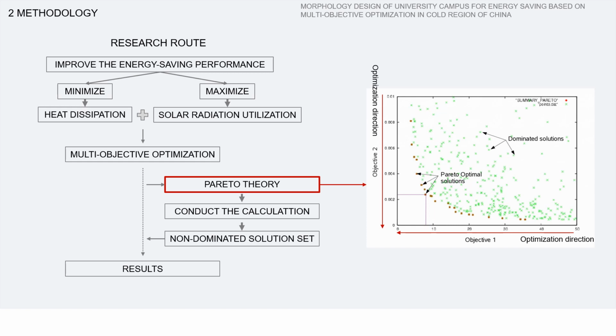According to the related research, the overall optimization can be achieved through evaluating each objective. So the Pareto theory was used to solve this problem, which is a powerful tool to evaluate different optimization objectives, and the Pareto optimal solution set can be achieved.